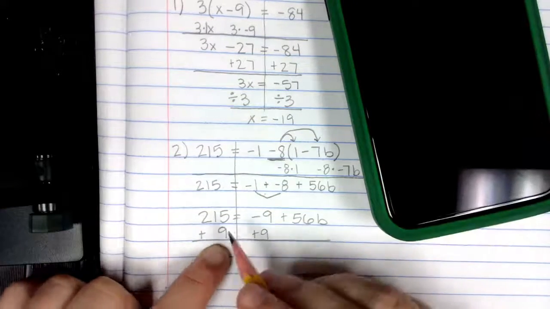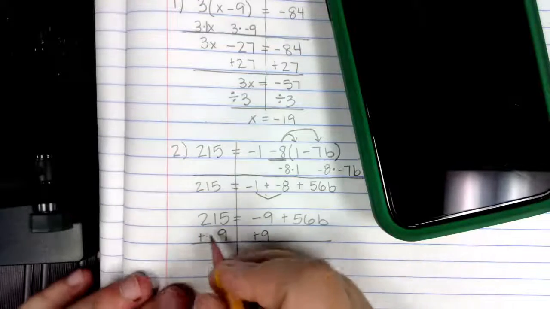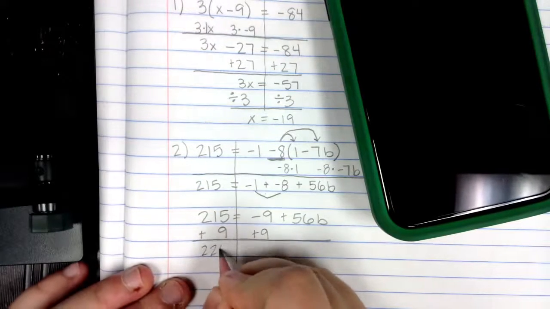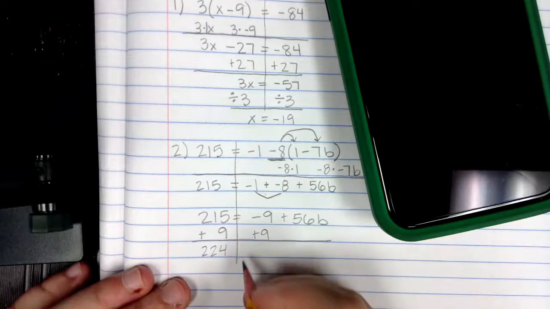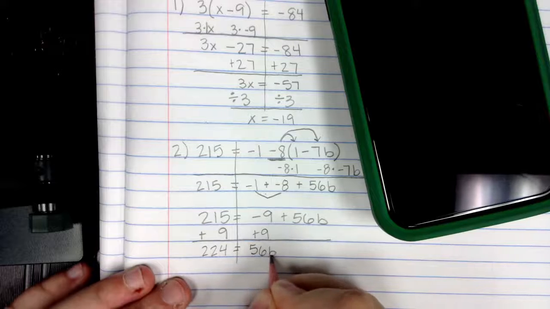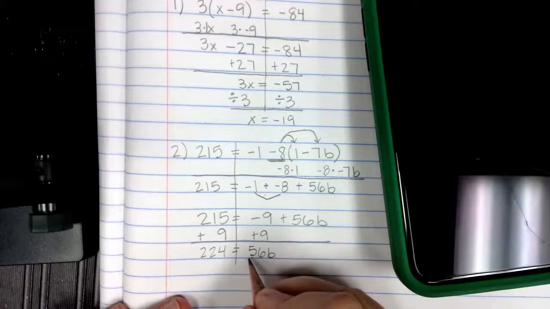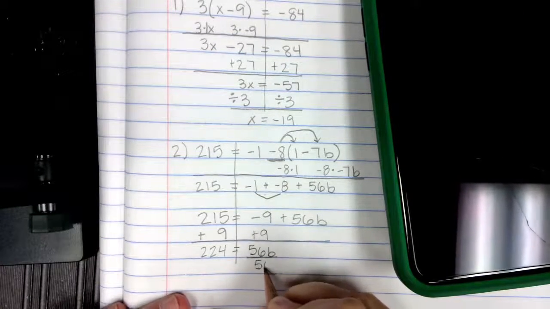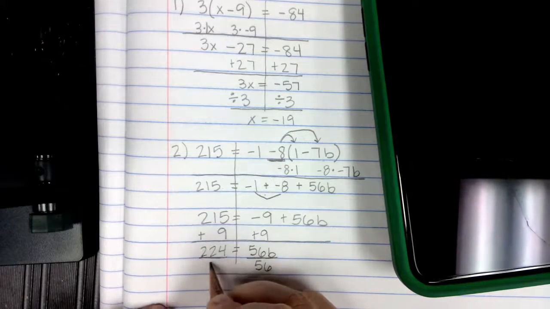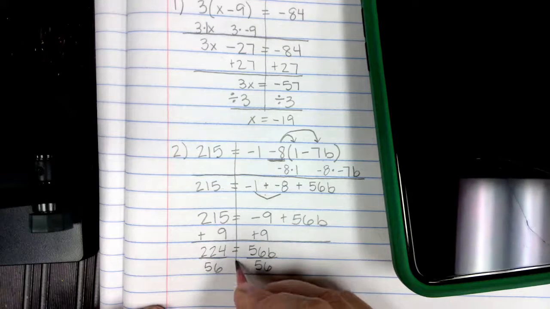All right, so 215 plus 9. I know 215 plus 10 would be 225. Go backwards 1. I end up at 224 equals 56b. And then our last step. Good. Divide by 56. I'm going to use that fraction line. Remember, if you want to use this division sign like we did in problem 1, feel free to do that. There's 2 ways to show it.